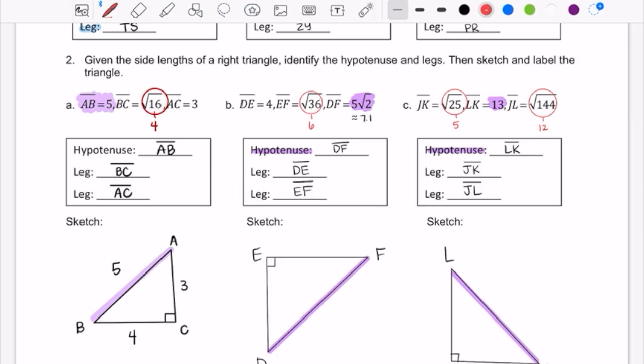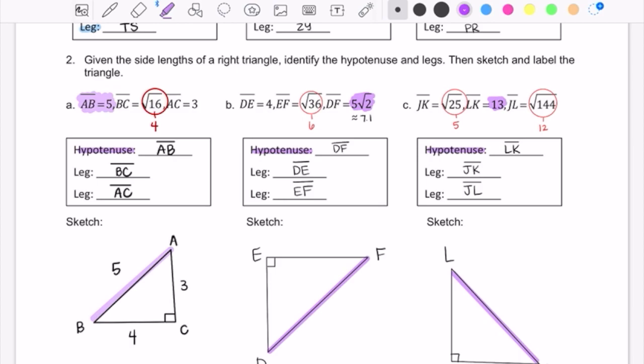So in the first example, segment AB is equal to 5. Segment BC is equal to the square root of 16. 16 is a perfect square, so that equals 4. And then segment AC is equal to 3. And so in that example, segment AB is the hypotenuse because 5 is the biggest out of those three numbers. And then segment BC and segment AC would be the legs.